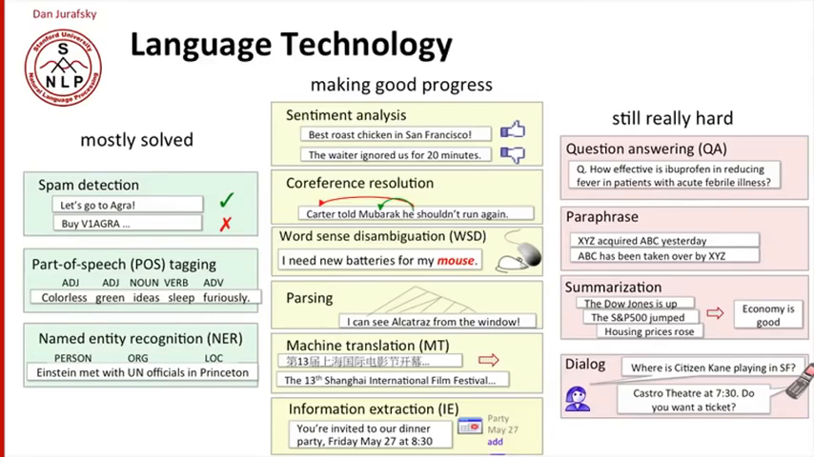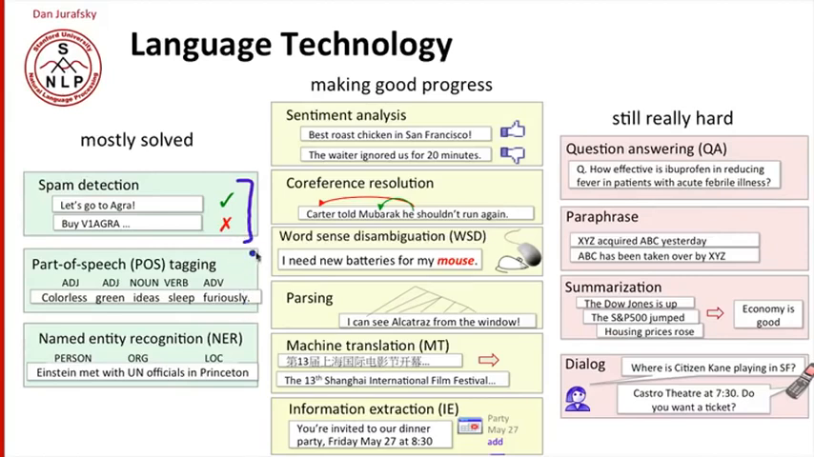Like every field, NLP is divided up into specialties and subspecialties. A number of these problems are pretty close to solved. So for example, spam detection. While it's very hard to completely detect spam in our email boxes, we don't have 99% spam, and that's because spam detection is a relatively easy classification task.